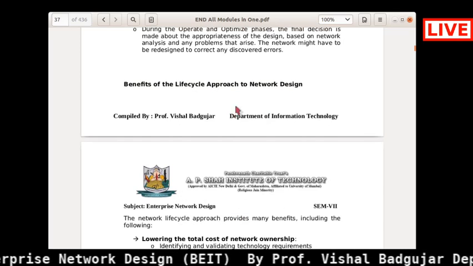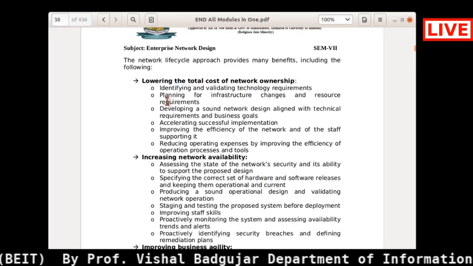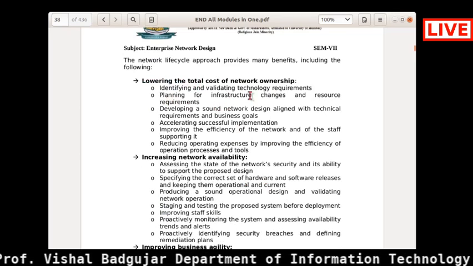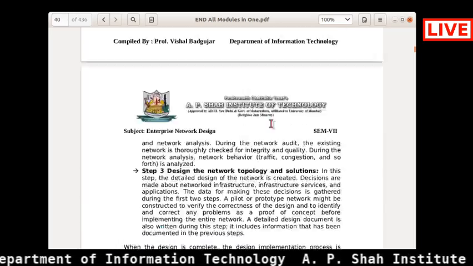Then what are the different benefits of this particular network designing? In the options, these can be benefits. Likewise the question can be formed.